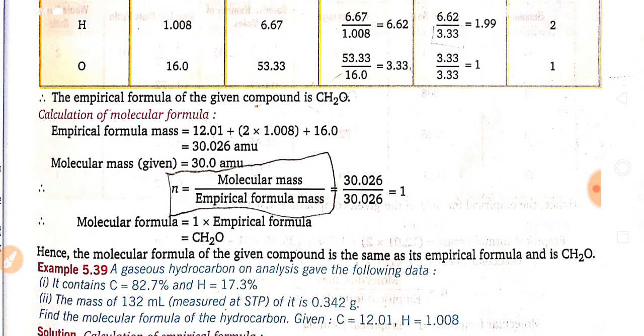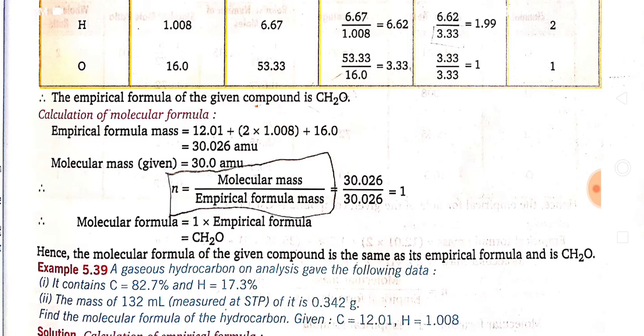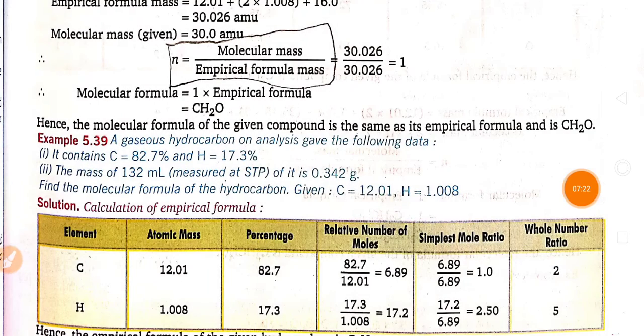So the molecular formula mass will be 12 plus 2 into 1.008, as the values are given, plus 16.0, and it will become 30.026 AMU, and the molecular mass given is 30 AMU. So you have to just divide it and it comes 1. So the molecular formula is 1 into the empirical formula, which means the same CH2O will come here also. Hence, the molecular formula of the given compound is the same as its empirical formula, which is CH2O.